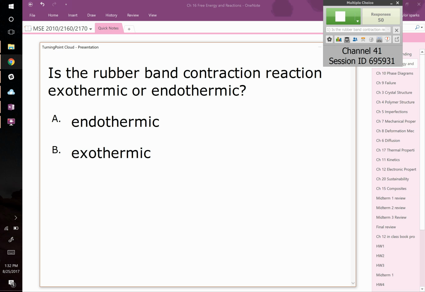Okay, so the question I want you to answer on your first example of a clicker question is, is the rubber band contraction reaction exothermic or endothermic? So go ahead, get your answers in. We got 70, so a few more people got to answer. Go ahead.